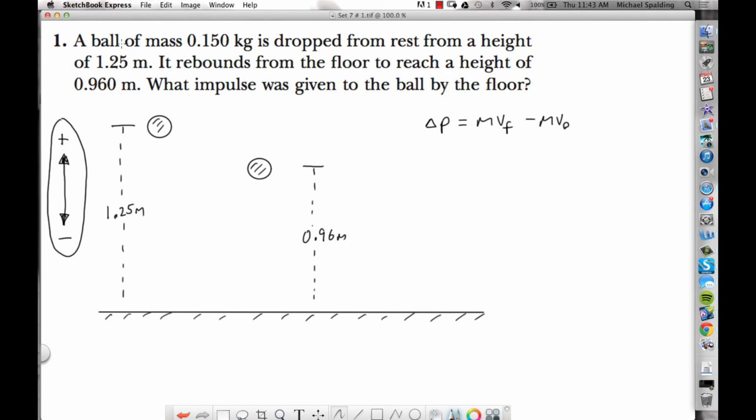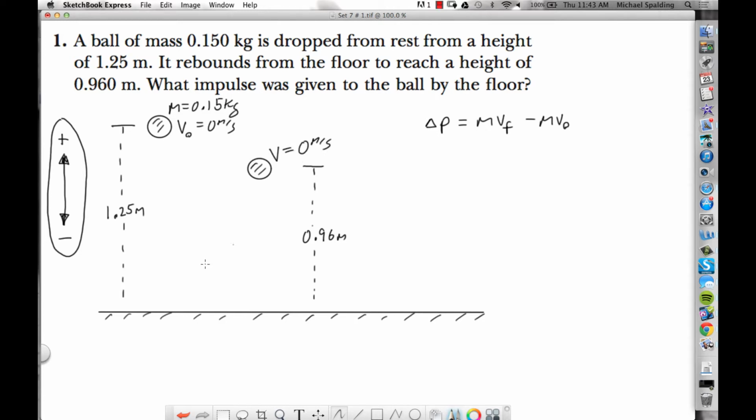So, all right, we have a ball. We have the mass of the ball, M is 0.15 kilograms, being dropped, which means the initial velocity is 0. It's being dropped from rest from a height of 1.25 meters. It rebounds from the floor to reach a height of 0.96. So the velocity here is also 0.